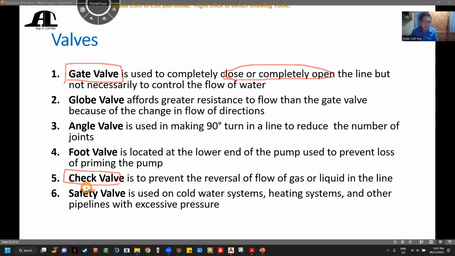Okay. So gate valve is used to completely close or open the line, the water supply line. Okay? Tapos technically check valve, it prevents the reversal of flow. Okay? Minsan may nakikita na rin tayong globe valve kasi supposedly this is used to change directions. Okay? In terms of yung safety valve naman, parang it is used for excessive pressure. So in a way, yeah, safety purposes.